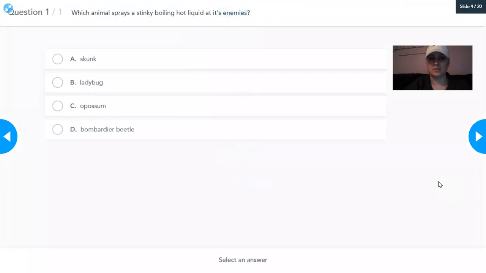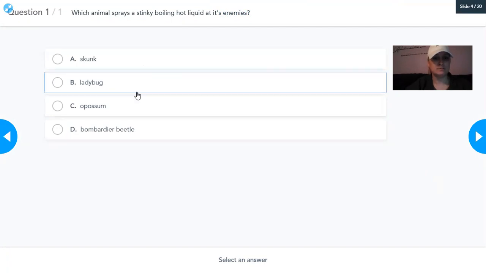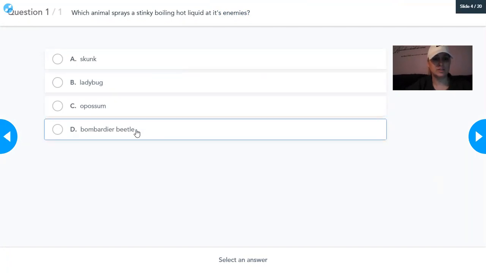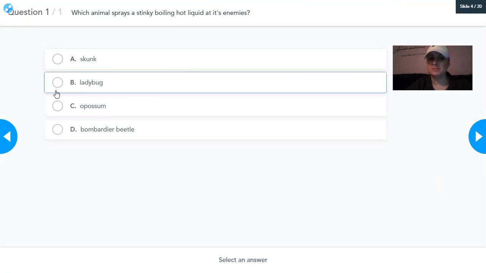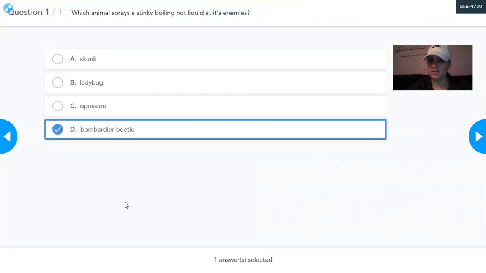I'm going to model a little quiz question for you. Which animal sprays a stinky, boiling hot liquid at its enemies? A skunk, ladybug, possum, or a bombardier beetle? What do you think, boys and girls? If you said the bombardier beetle, you were correct, and they haven't quite figured out why it's not harmful to the beetle.